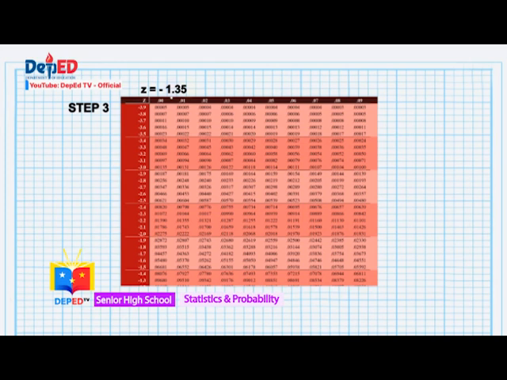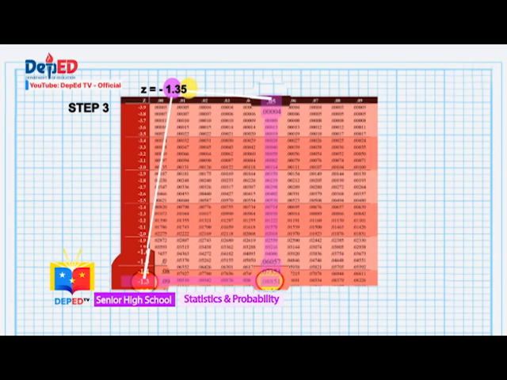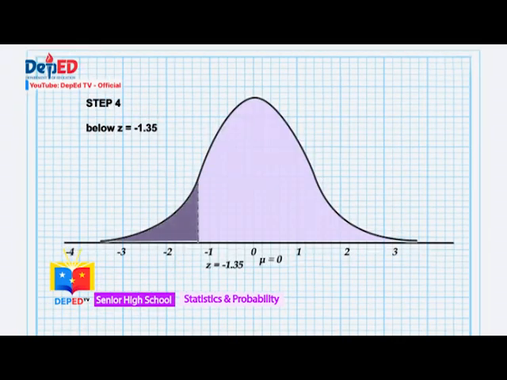Third step is to use the table of the area under the normal curve to find the corresponding area. In this case, we need to split the given z-value into two parts. One part is the ones and tenths together, and another the hundredths. Then the intersection of these numbers will be the area of the normal curve to the left of the z-value. The intersection is between negative 1.3 and 0.05, which is 0.0885. The next step is to choose the appropriate operation based on steps 2 and 3.